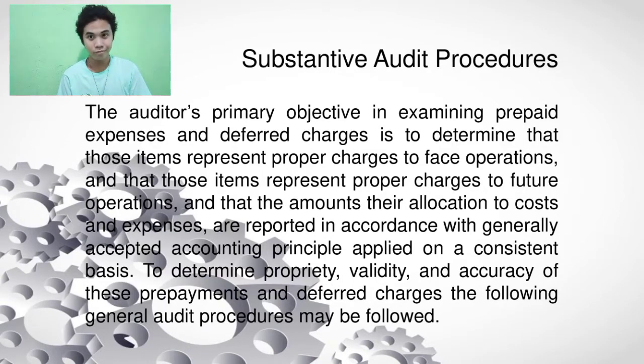So, substantive audit procedures are audit procedures made by the auditor to ensure that the prepayments made are legit and will not materialize into problems. Substantive audit procedures are audit procedures that the auditor uses to ensure that material misstatements will not happen in the financial statements.